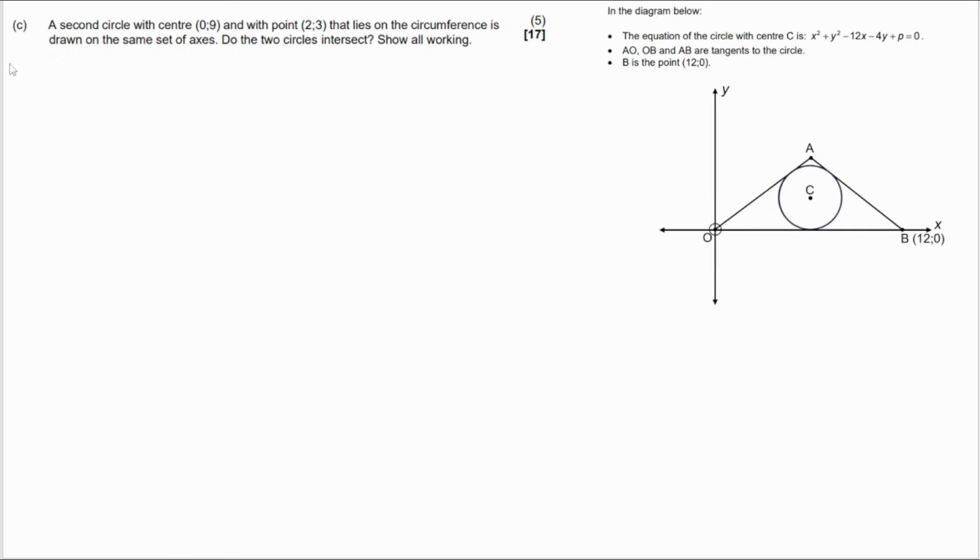But now we are not done with this question, because in C they say a second circle with center (0, 9) with point (2, 3) that lies on the circumference is drawn on the same set of axes. Do the two circles intersect? Show all working. We should remember from theory how to tell, so let me draw two circles and explain with the diagram.